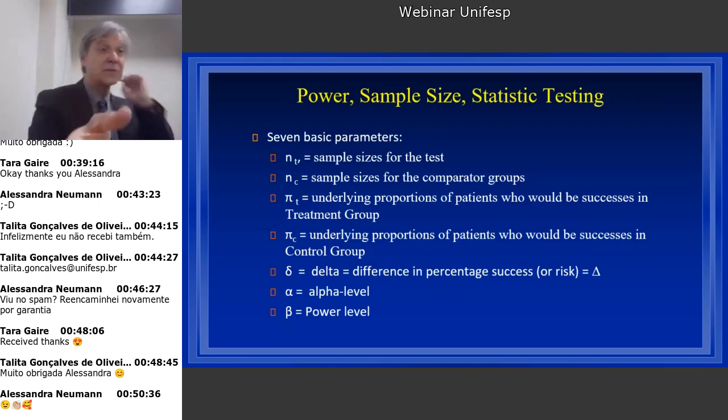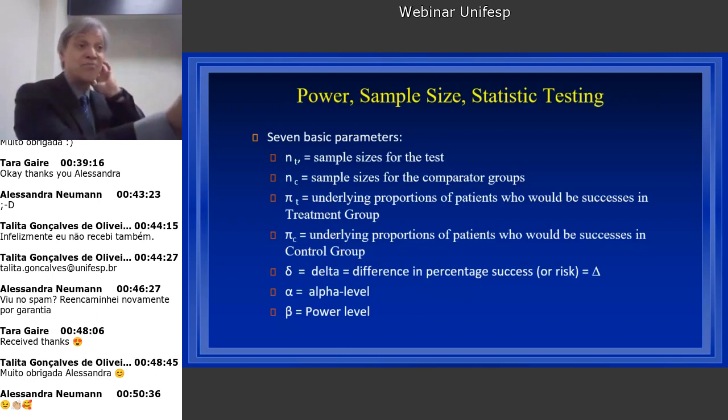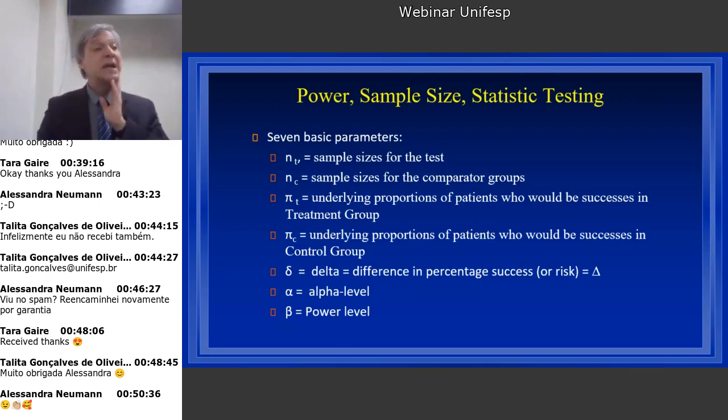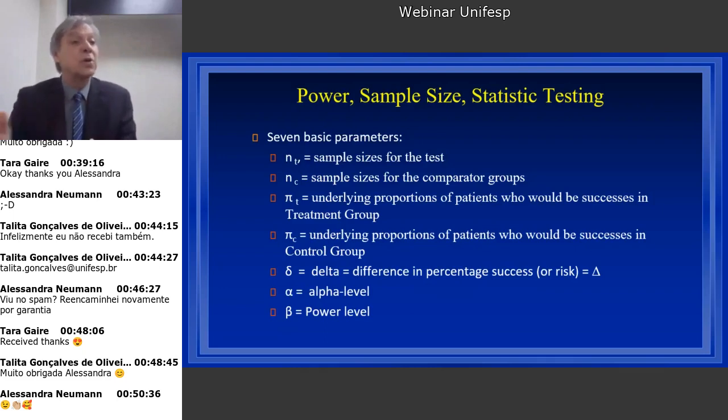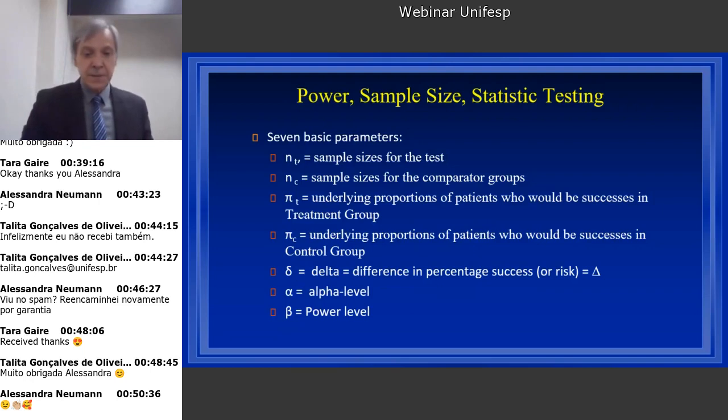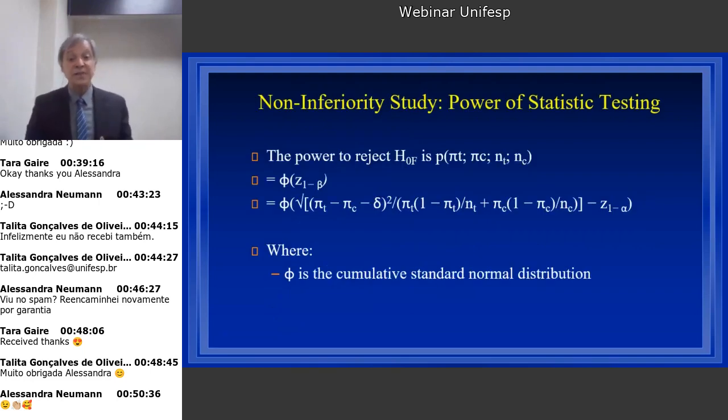And then you have the alpha level. That's how small you want your type 1 error to be. And your beta level is how small you want your type 2 error to be. Okay, that's your beta. 1 minus that is going to give you what you need. Okay, 1 minus beta. Okay, so non-inferiority studies.